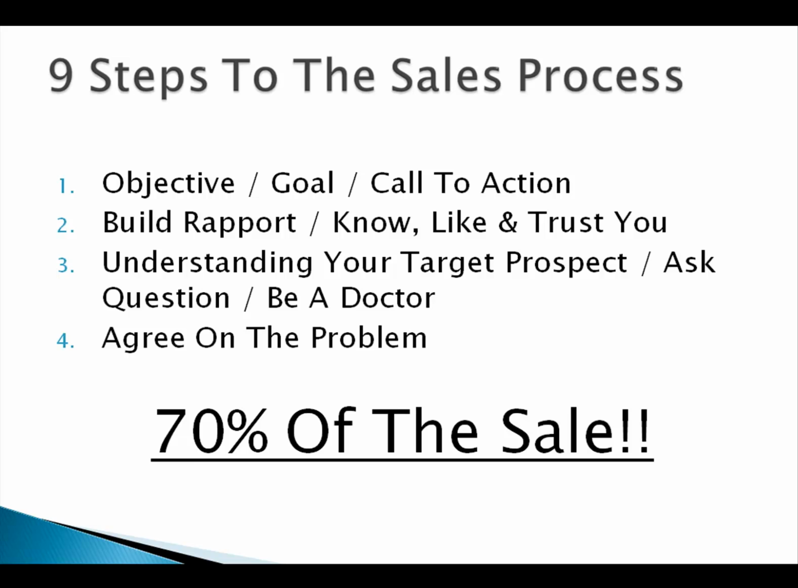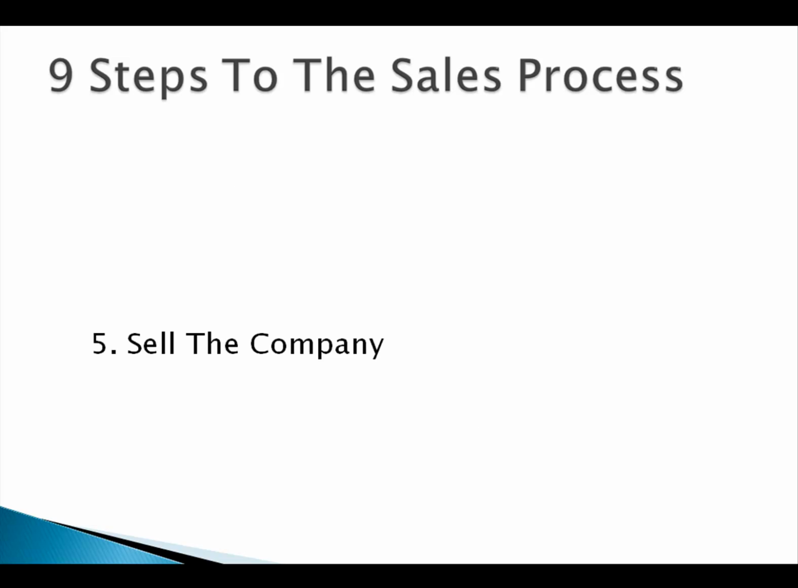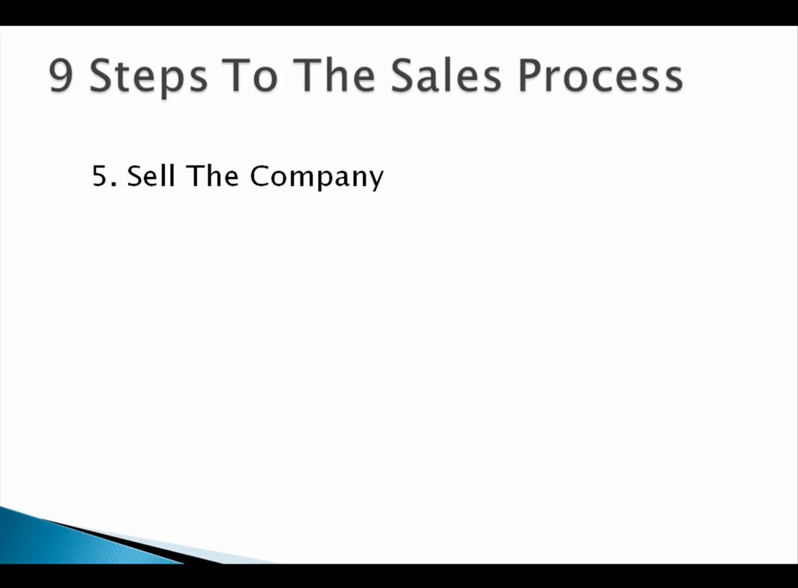Okay? Now, let me move on to step number 5. I've got to do this pretty quickly. But number 5 is you're going to have to sell the company. So after you've figured out what they want, then you make a recommendation. Okay? The recommendation is the company that you're going to recommend them. So whether it's Carbon Copy Pro or something else, and later on, once you build a larger business, you're going to have other things that you can offer your prospects as well. But for now, let's just say it's Carbon Copy Pro, right?